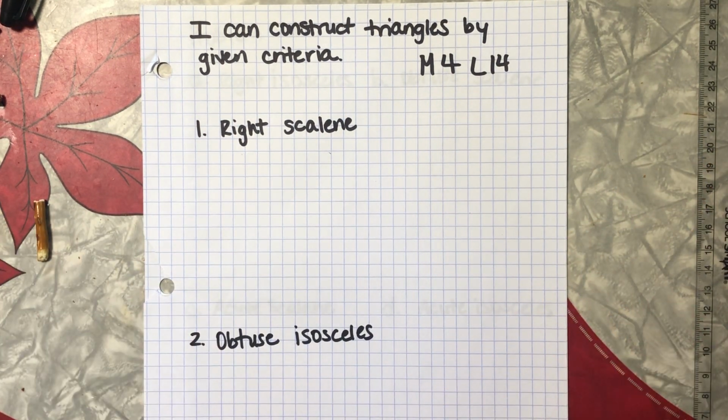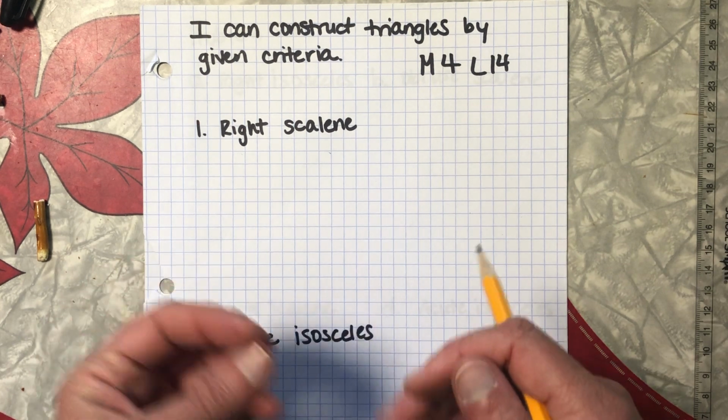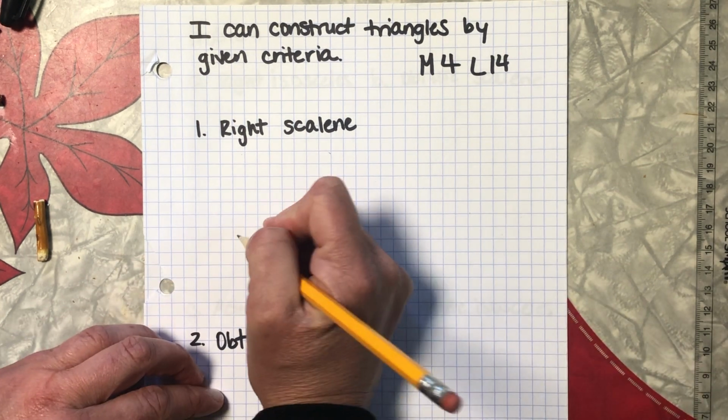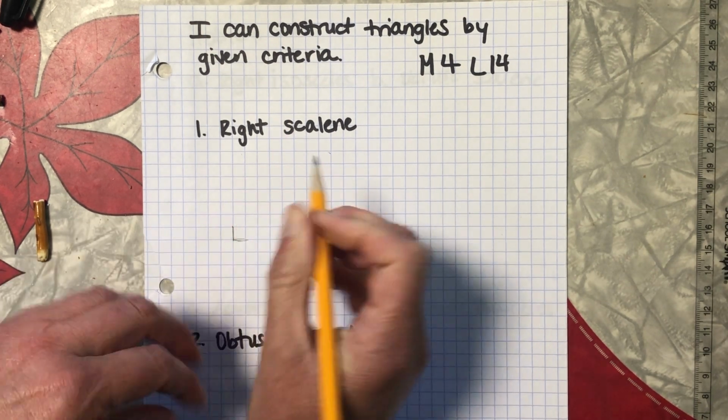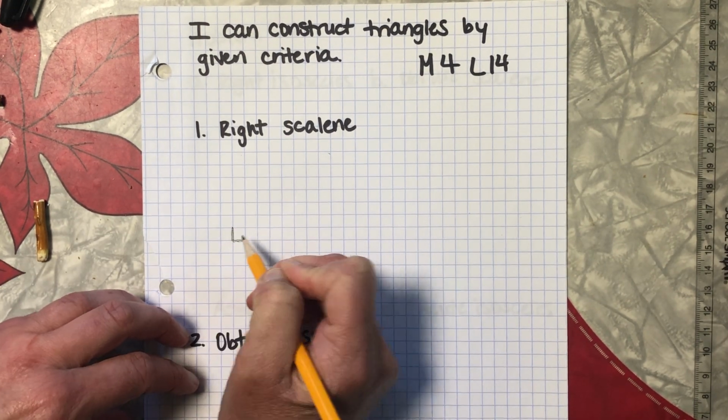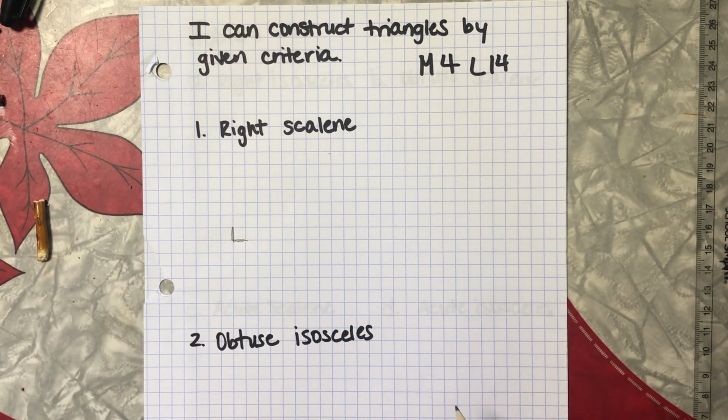So the first thing I'm going to do is create my right angle, which is really easy to do on graph paper because every single one of these little grids where they come together forms a right angle. So I can go ahead and I can create my right angle. I want you to do that too.